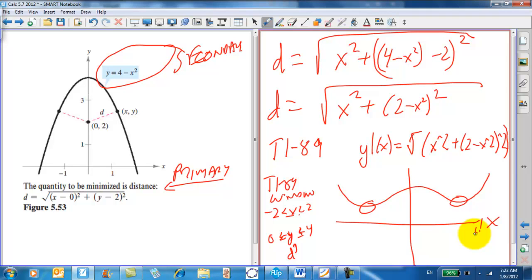And you can see how the distance does seem to minimize in here. As we get close to 0, it starts getting bigger again. But as we start heading down the parabola, it starts getting bigger again as well. So here's where it looks like it's smallest, and we have two possibilities here. One with the positive x, one with the negative x.